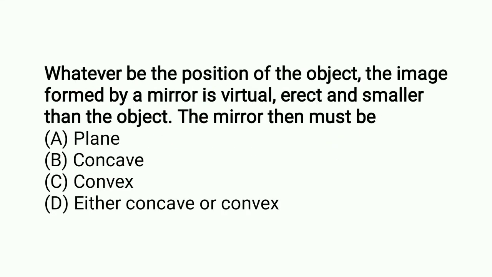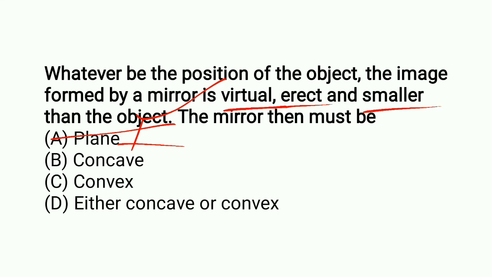Next question. Whatever be the position of the object, the image formed by a plane mirror is virtual, erect, smaller than the object. The mirror then must be... So here the plane mirror will produce an image that is virtual, erect, but not smaller than the object. So option A, you just delete that one.